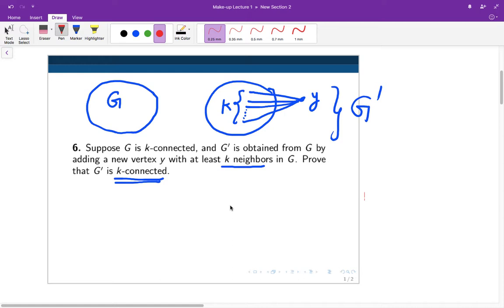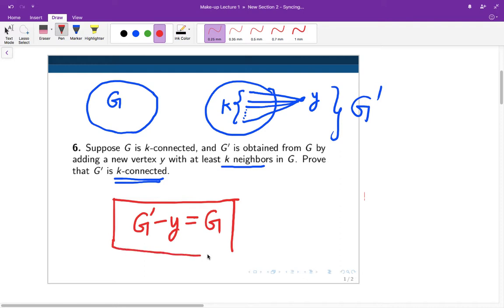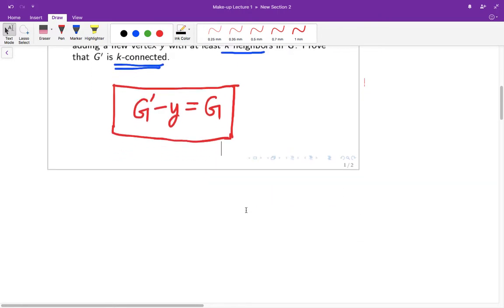Before we proceed to the proof, here's one observation about the graph G and G prime. Namely, if we delete the vertex Y from the graph G prime, we get back the original graph G. Let me box this up and we're going to use this later on. To show G prime is k-connected, it's enough to show that any vertex cut of G prime must have size at least k. So let me write this down.